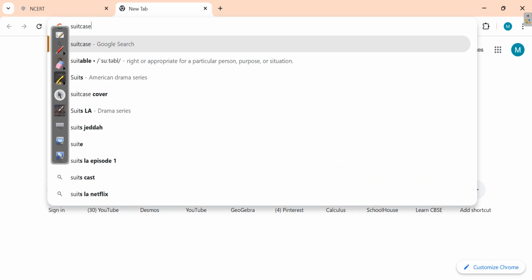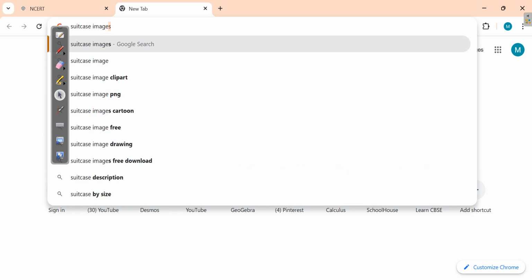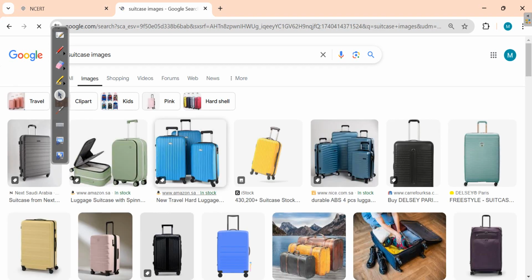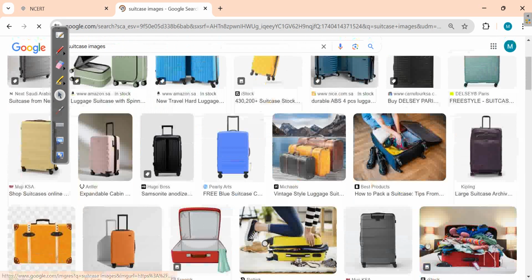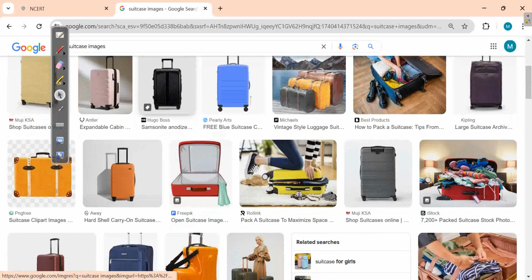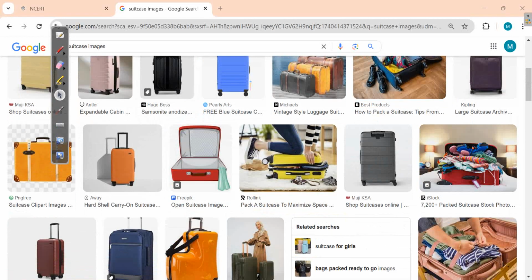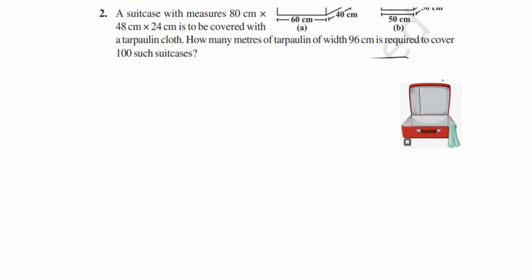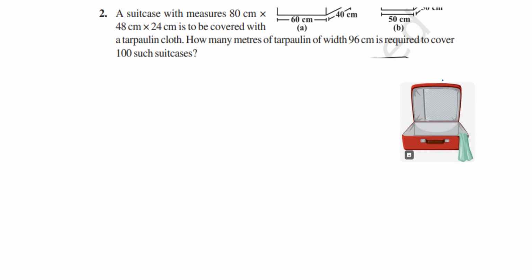These are not suitcases. You can take this into consideration. Suitcase. This has to be covered. So this is your length. This is your breadth, and this is your height. Height will be very less, no?